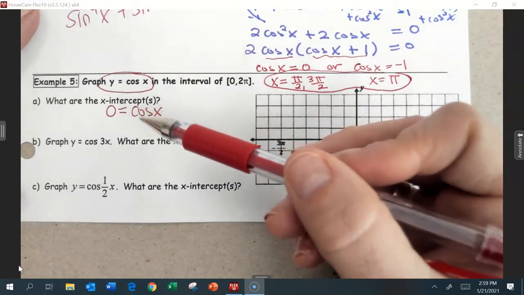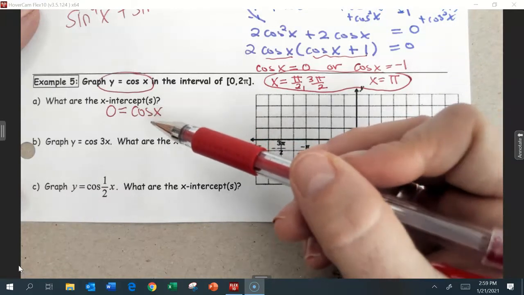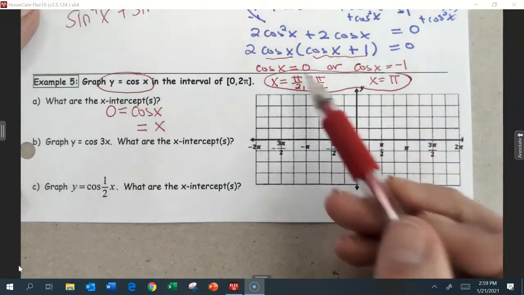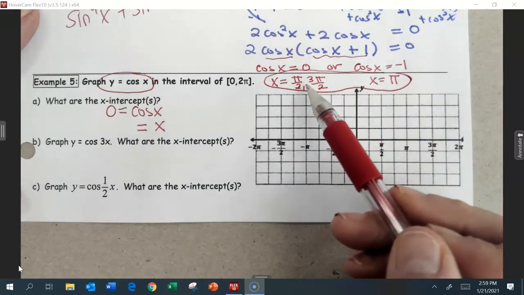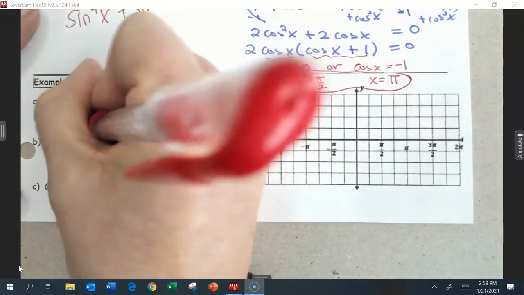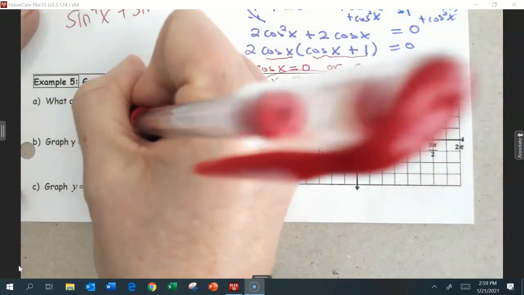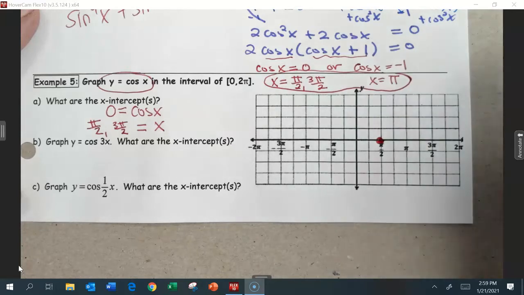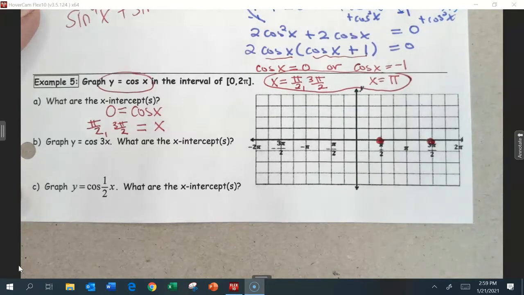So the x-intercepts are when the cosine is 0. So you literally could solve this right now. And we actually did it up here, so this is perfect. The cosine of x is 0 at pi over 2 and 3 pi over 2. So the x-intercepts are pi over 2, 0, and 3 pi over 2, 0.